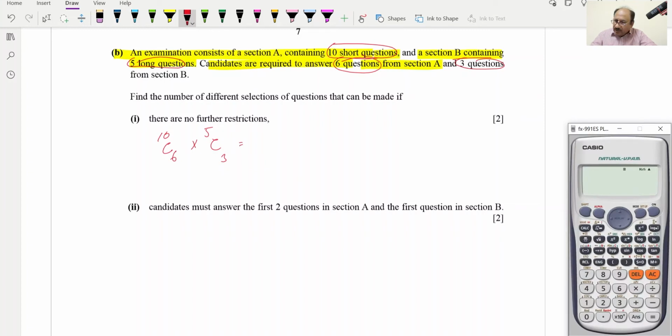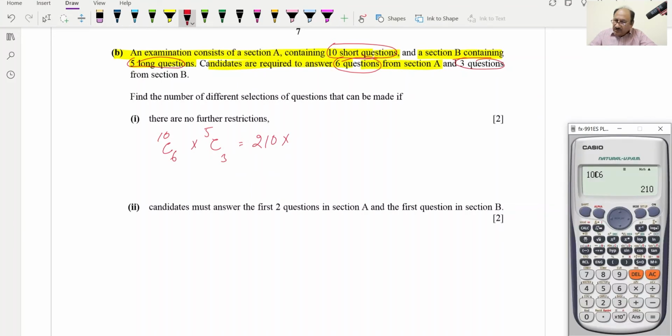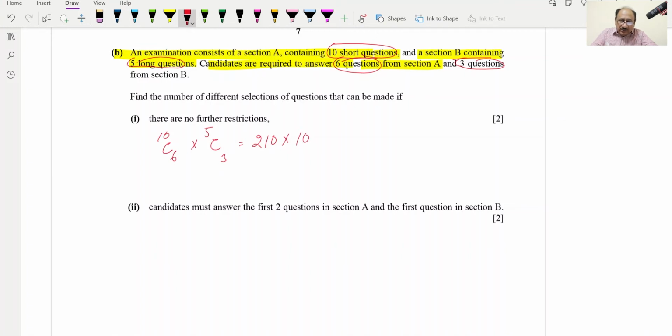So 10C6 is equal to 210. So 210 will be multiplied by 5C3. 5C3 is equal to 10, and this is equal to 2100. This will be the answer for the 2 marks part.